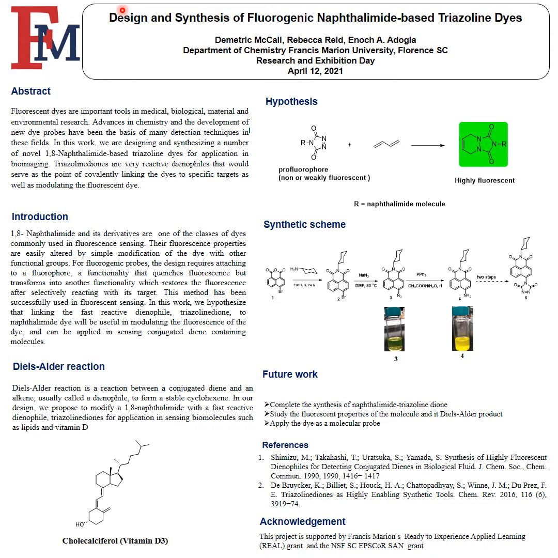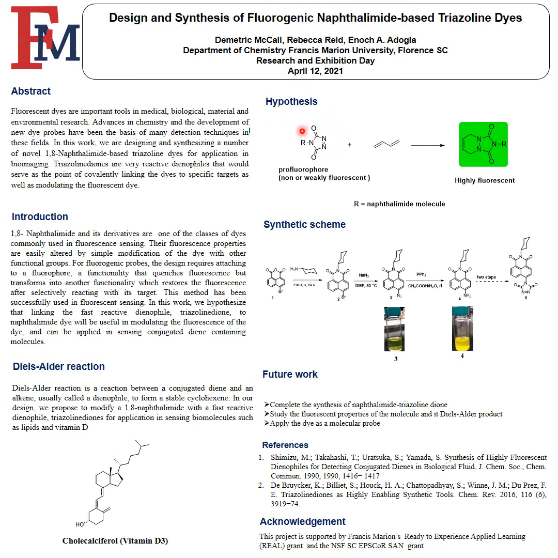In our design, we propose to modify a 1,8-naphthalimide with a fast reactive dienophile triazolinedione for application in sensing biomolecules such as lipids, vitamin D. So very important, at least potentially very important. Drawing back to our hypothesis, we have here our dienophile, and this right here is a diene. You see two double bonds, just two alkenes or whatever you want to call it. It's a diene.